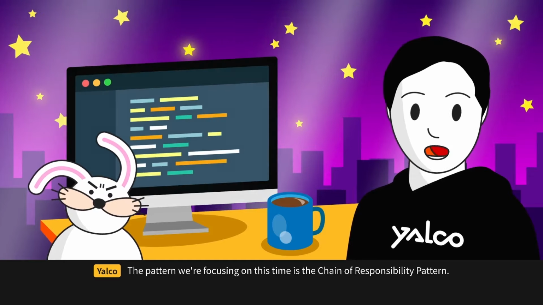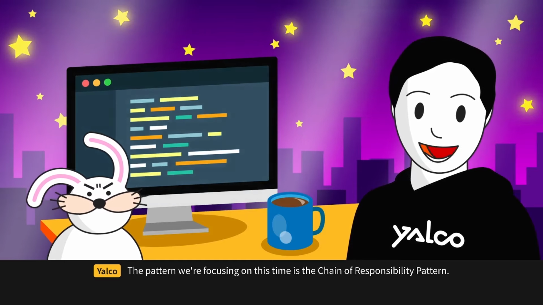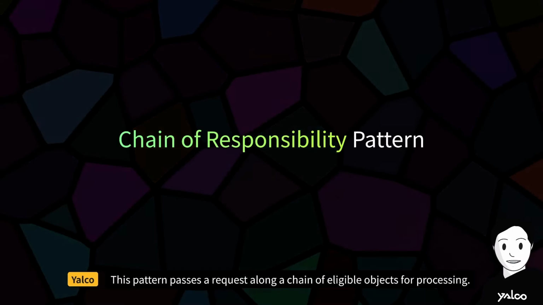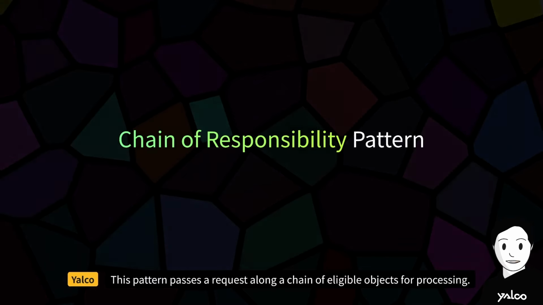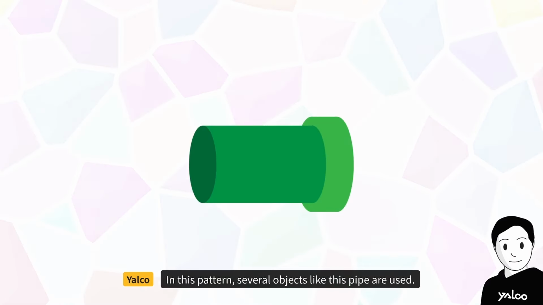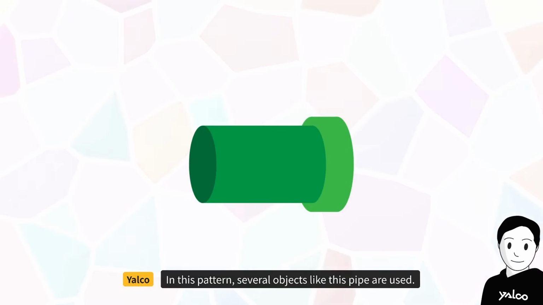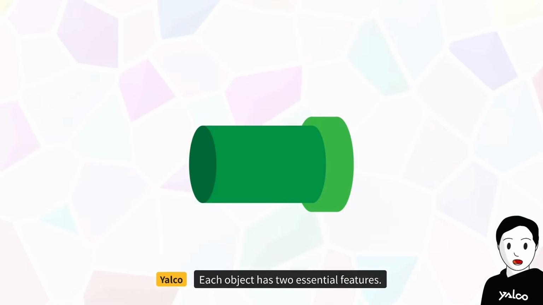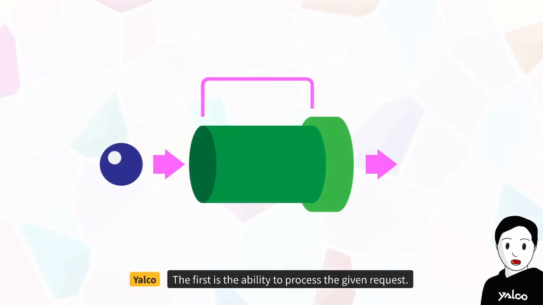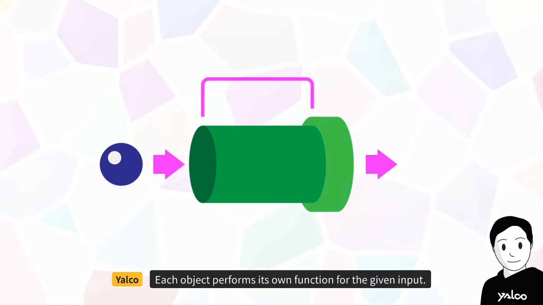The pattern we're focusing on this time is the chain of responsibility pattern. This pattern passes a request along a chain of eligible objects for processing. In this pattern, several objects like this pipe are used. Each object has two essential features. The first is the ability to process the given request. Each object performs its own function for the given input.